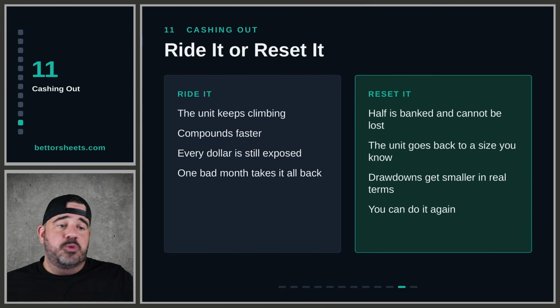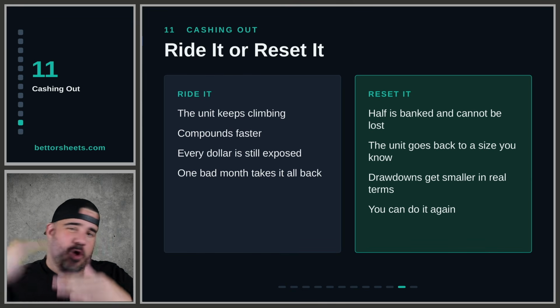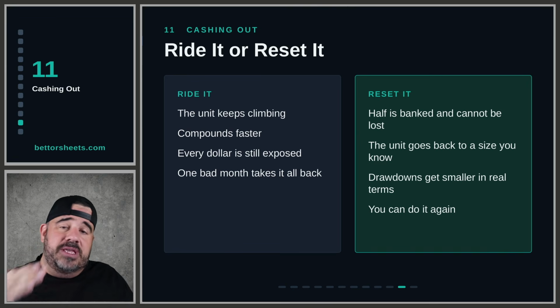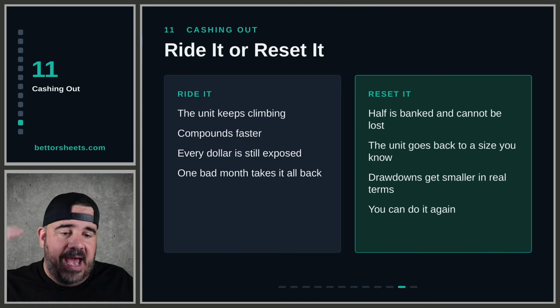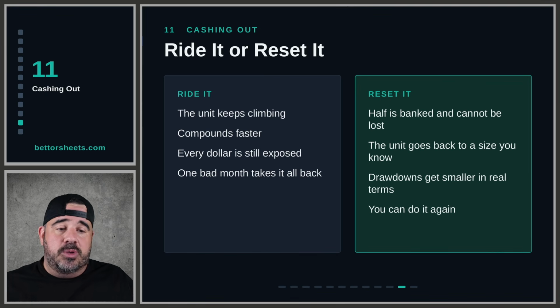You can either do two things. You can reset it or you can ride it. For me, I kind of roll them between the sports. Because every sport kind of overlaps each other, it kind of rolls that way. So ride it, you keep the unit climbing, you get the balance climbing up, it compounds faster, every dollar's still exposed. One bad month can take it back. That's how you do with the ride.